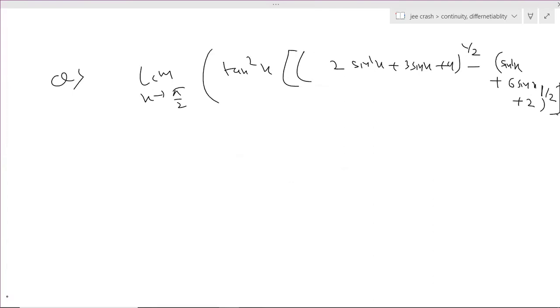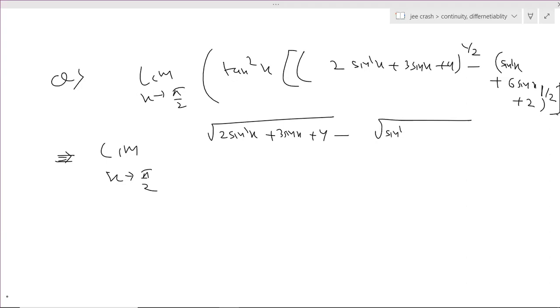All right. So how to solve this question? Let me rewrite this. And this is a JEE Main 2022 question. It looks very dangerous, but it is not. If you write it like this: under root 2 sine square x plus 3 sine x plus 4, minus under root sine square x plus 6 sine x plus 2, whole divided by cot square x.